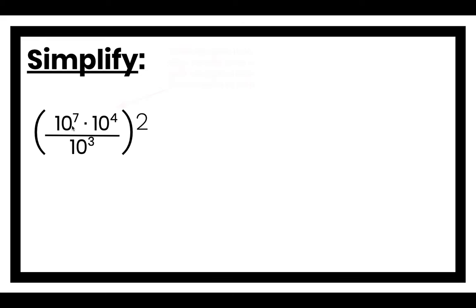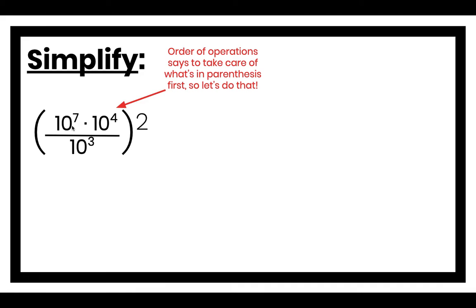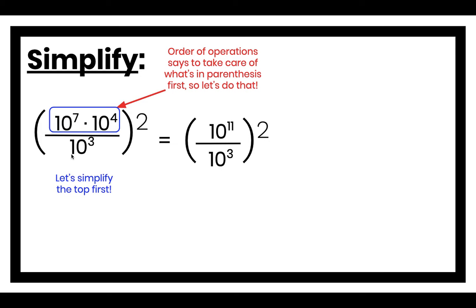So first thing I'm going to do is simplify the top. So I'm going to add our exponents together. So 7 plus 4 is 11, so 10 to the 11th power. And I'm just going to carry over our 10 to the 3rd since we didn't do anything with it. Now I can simplify this further. This is just a division problem. So I'm going to subtract my exponents. 11 minus 3 is 8, so it's going to be 10 to the 8th power.